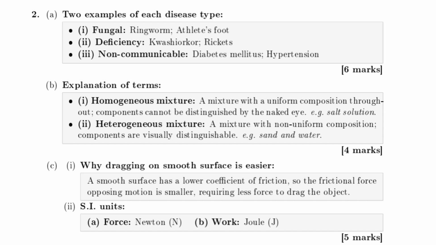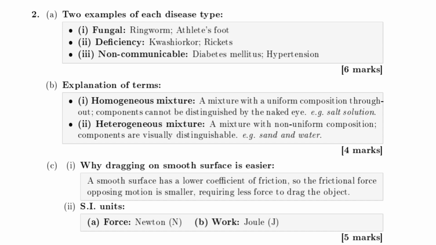Explanation of terms. A homogeneous mixture is a mixture with a uniform composition throughout. Components cannot be distinguished by naked eyes. That is a solution, like salt solution. Heterogeneous mixture: a mixture with non-uniform composition. Components are visually distinguishable, like sand and water.